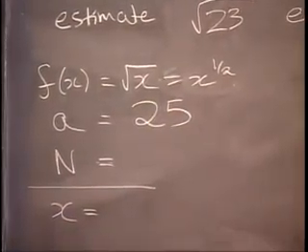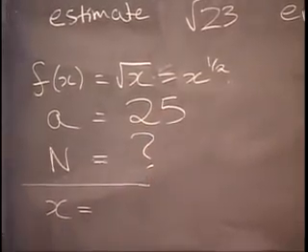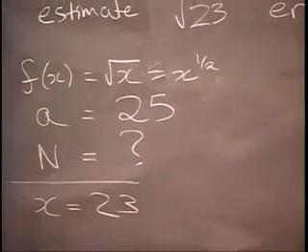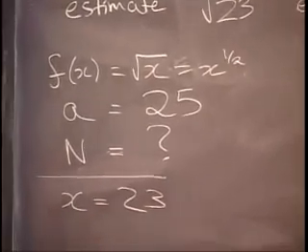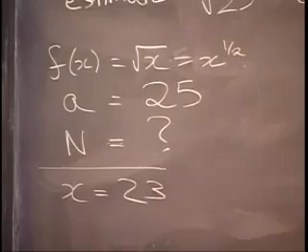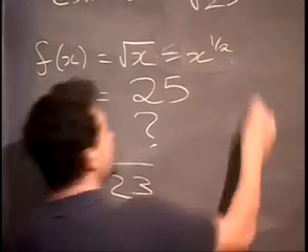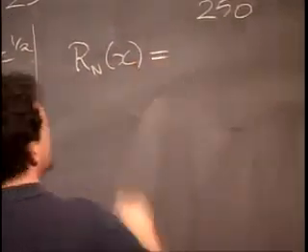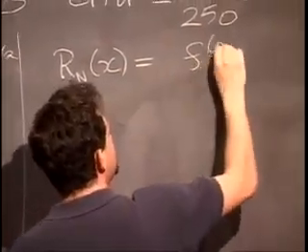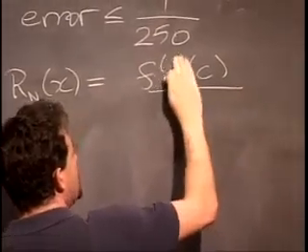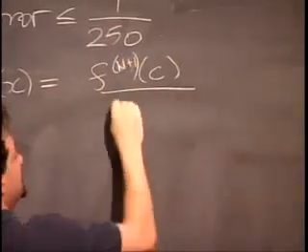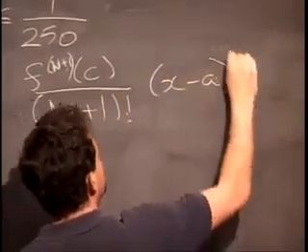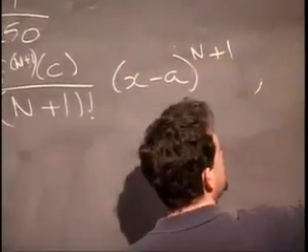Unfortunately, we are not given n, and that will be our first task. And eventually, we're going to need x equals 23 in the end. But save the x for the very end. It's much better that way. Okay, so let's follow the procedure. Let's tackle the error first. R_n of x, in general, is equal to the (n plus 1)th derivative at c, over n plus 1 factorial, times x minus a to the n plus 1, and you must write c between x and a.